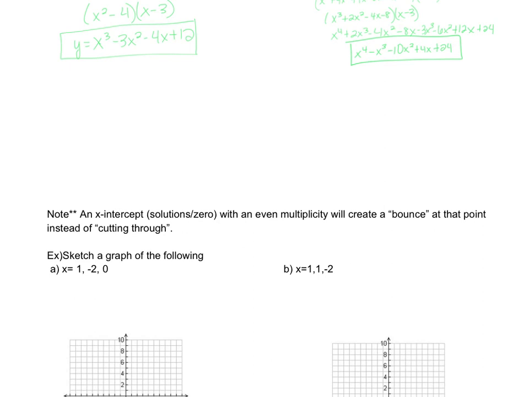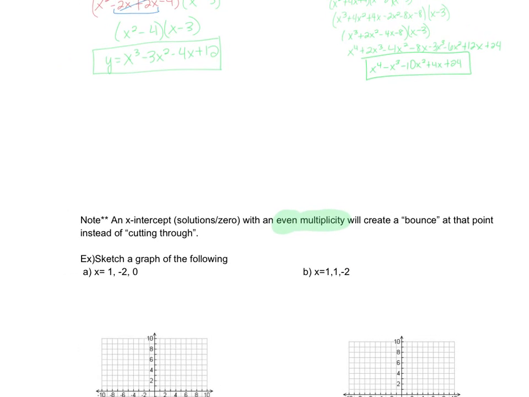So when you have an x-intercept, or solution, or zero, whatever you want to call it, with an even, that word is big right there, even multiplicity. What does the word multiplicity sound like? Multiple. So whenever you do that, it will create a bounce at that point instead of cutting through. So if you have an even multiplicity, it'll bounce, so it will touch the x-axis and then go straight up. Instead of cutting through would be, I don't even have to draw it. This part would be the cutting through part. So it doesn't cross, it doesn't go through, it just hits it and then bounces up towards the other direction. But it's only whenever it has an even multiplicity.